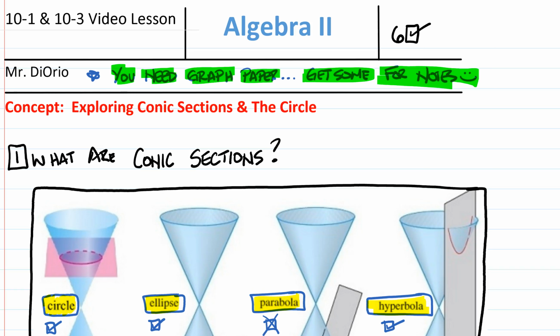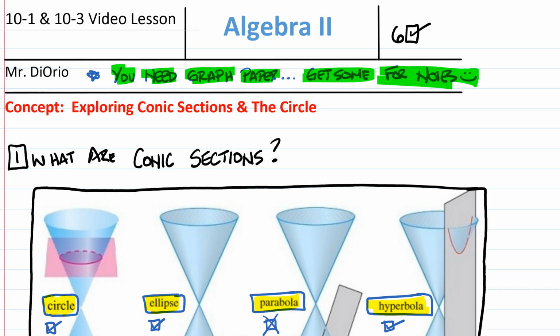Welcome to video lesson 10.1 and 10.3. I'm combining both of them into one here. The concept is exploring conic sections and the circle, and you are going to need some graph paper for this one. So if you don't have graph paper, go get some.